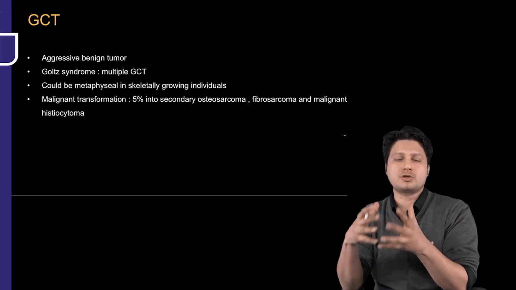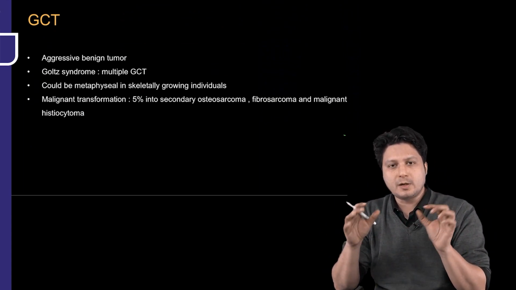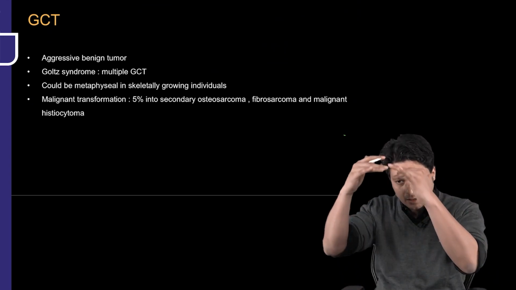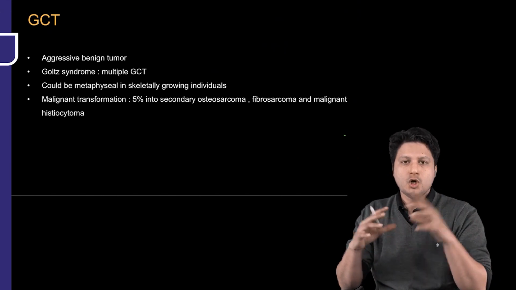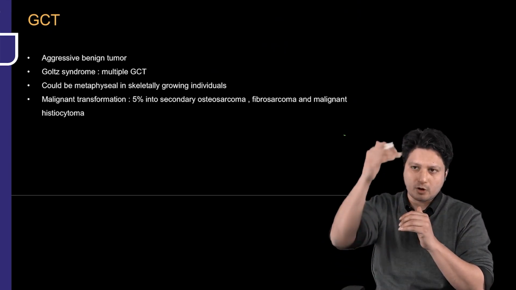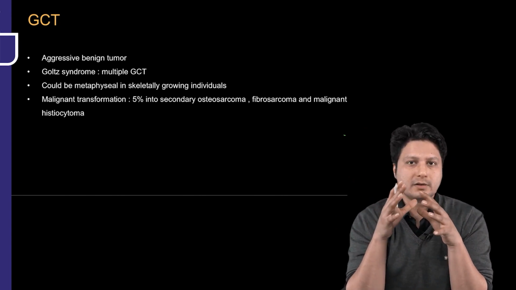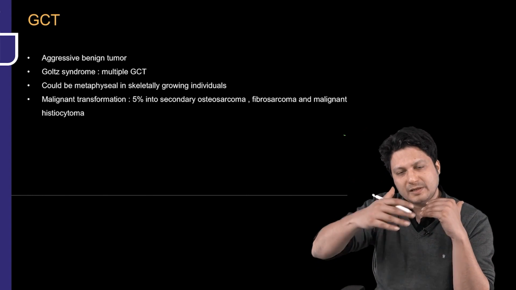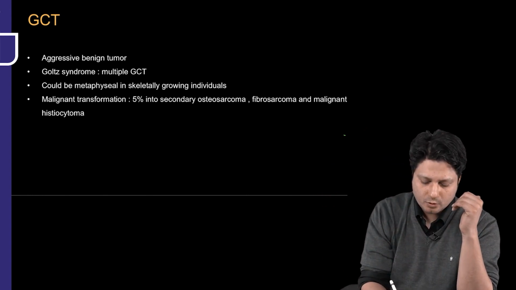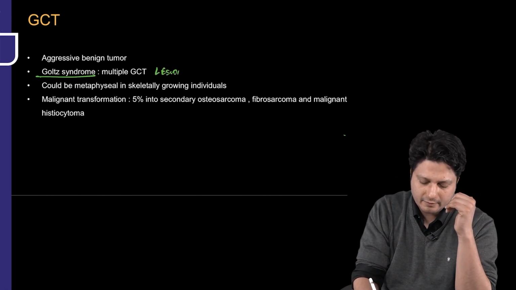Next is the most important tumor for today, that is GCT, giant cell tumor. Now in the GCT, point number 1, it is an aggressive kind of benign tumor. We already have discussed it in the example for the aggressive benign tumor. So it consists of all the features that we have already discussed when we were talking about the aggressive kind of benign tumor. Now point number 2, in a single individual, if the patient is having multiple GCT lesions, then that patient is said to be suffering from Gold syndrome. That is, multiple GCT lesions are present in a single individual.